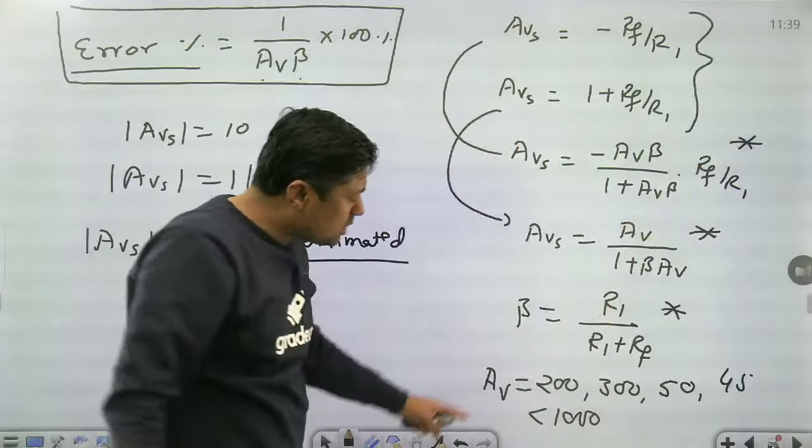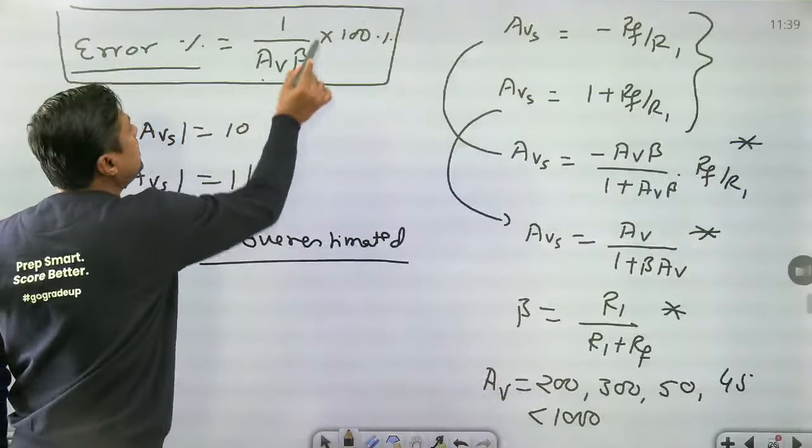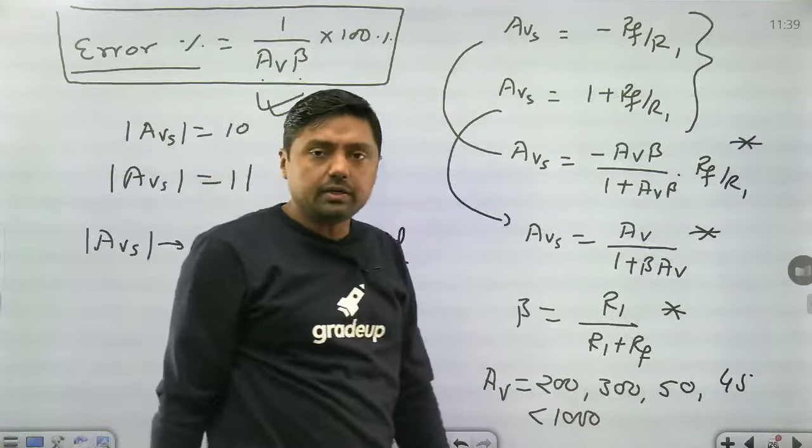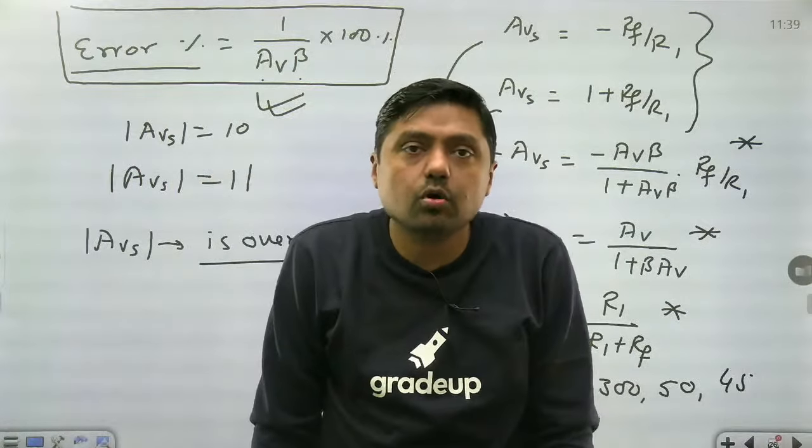When AV is more than 1000, the error in these formulas is very small. Otherwise we have to use the exact formula. Okay Ram, is it clear?